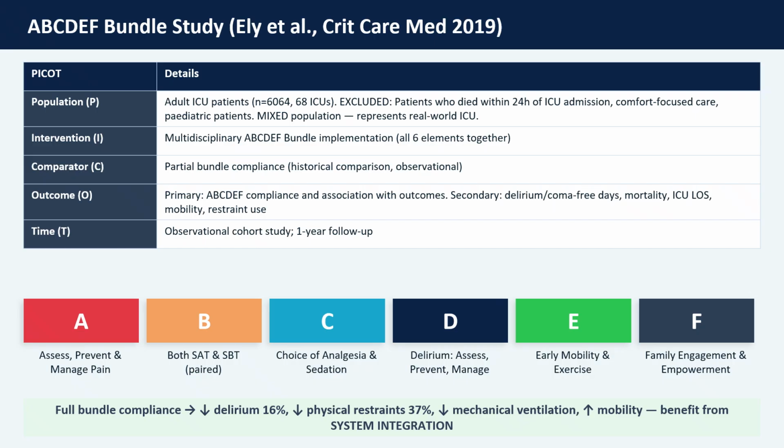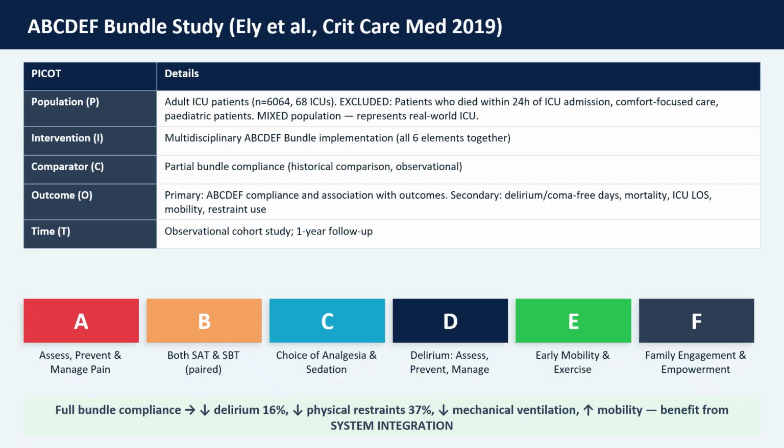So how do we manage this patient? This is the ABCDEF bundle study, which has shown that it is associated with a decrease in delirium and a decrease in physical restraints. Using physical restraints in ICU should be banned unless there is an extremely good reason to do so, and it's associated with mobility. So what they are doing is assessing, preventing, and managing pain. They are giving both spontaneous breathing trials and sedation-free intervals, and they are very clear about what analgesia and sedation they are using. So everything is protocolized.